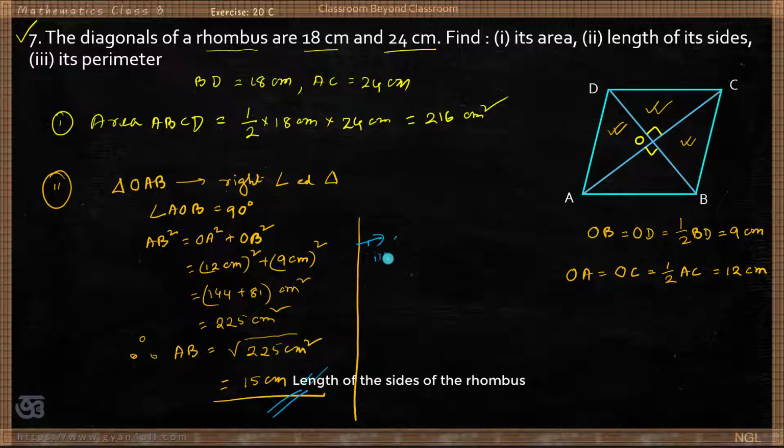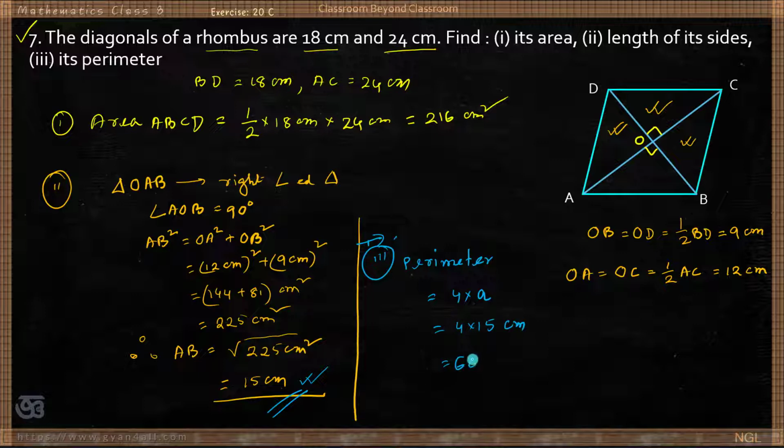Now number 3, perimeter. So perimeter of a rhombus is equal to 4 multiplied by A, where A is the side of a rhombus. So 4 multiplied by 15 centimeter. This is equal to 60 centimeter. Perimeter of the rhombus ABCD.